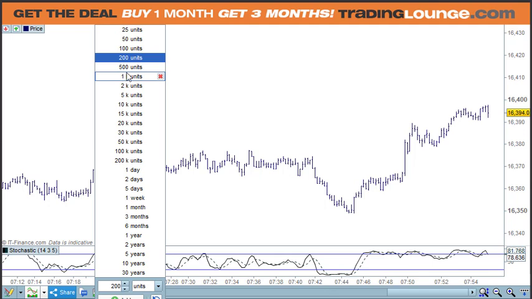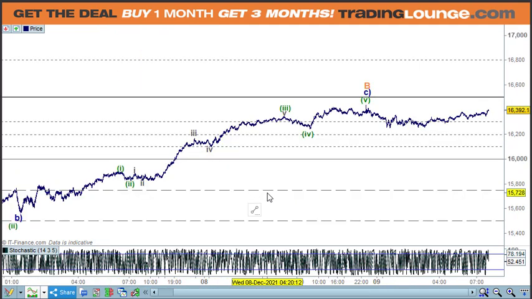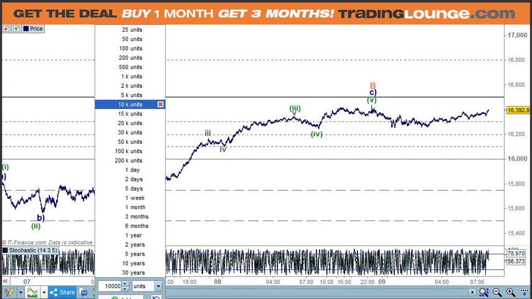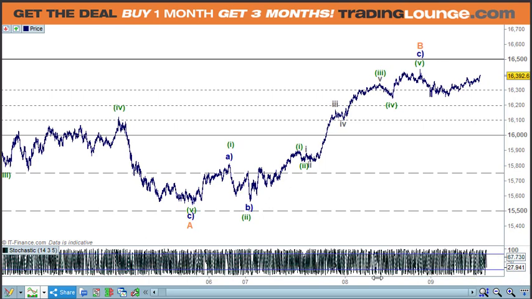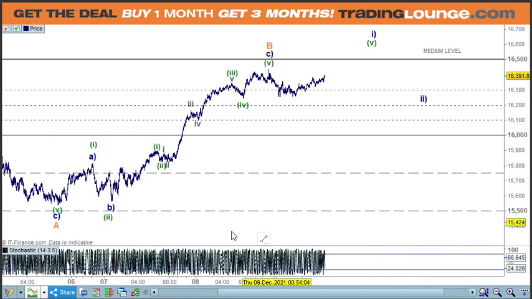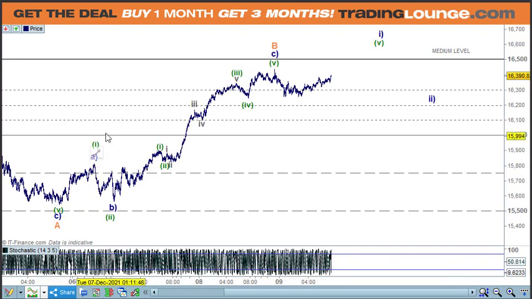Let's just get a bit more data in here for that. So if we were going to call it wave A here and then wave B up here, then we would have to call this the A wave here. So 1, 2, 3, 4, 5 for the A wave. On the bullish side, we can call it wave 1 as well. We'll be looking at that.